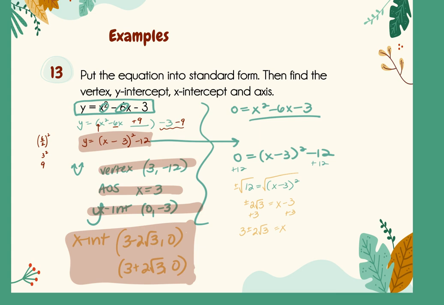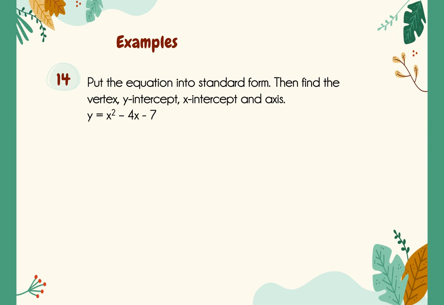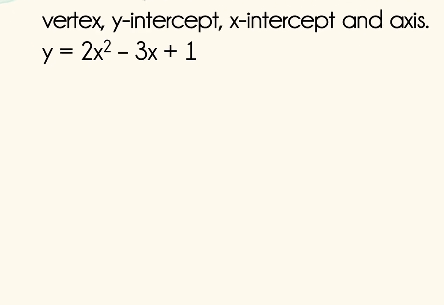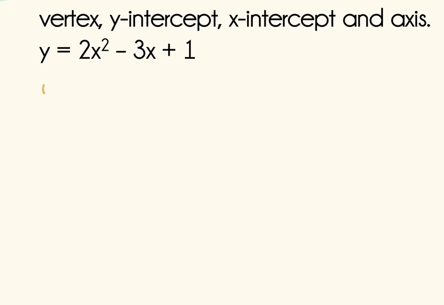Yeah. All right. We're going to do one more where it's not a perfect square, I mean, where there's something on the front. Okay, I'll do this one. This one says put in standard form, find the vertex, the y-intercept, the x-intercept, and axis. Okay, so step 1, group it. Bump the 1 to the outside. This time there is something on the front of the x squared. You have to take it out.